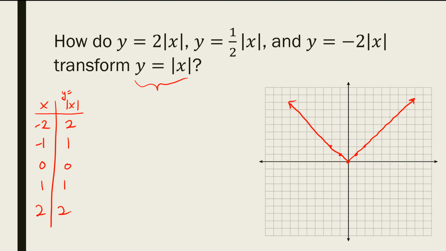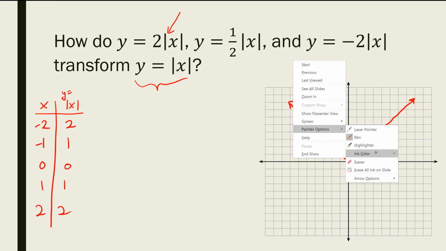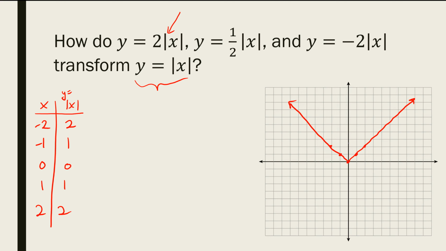I need to talk about, though, this guy. So let me just switch ink color real quick. Pointer options. What color do we want? I'm feeling purple sounds fun. Let's do purple. All right, so with y equals 2 times the absolute value of x, I'm going to add room to my chart. Let's try plugging in some different values.